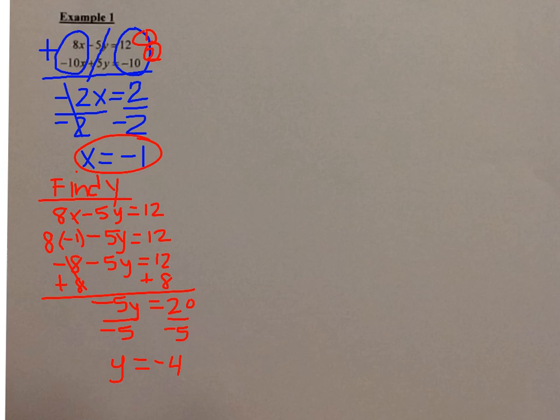All right, so now we're going to write the word solution. We're going to write our solution as a point. Remember, the point is x comma y. So x is negative 1 and y is negative 4. All right, so now we're going to verify.